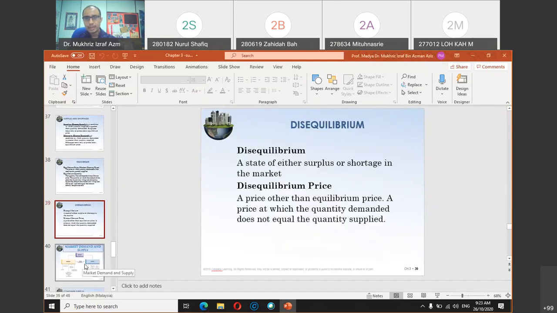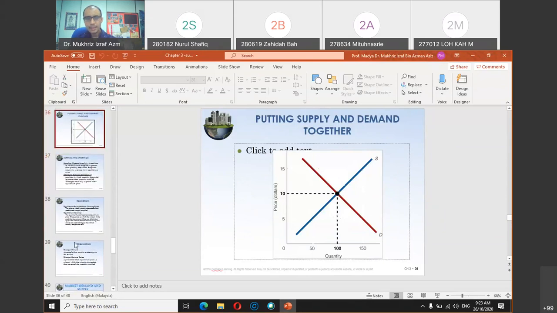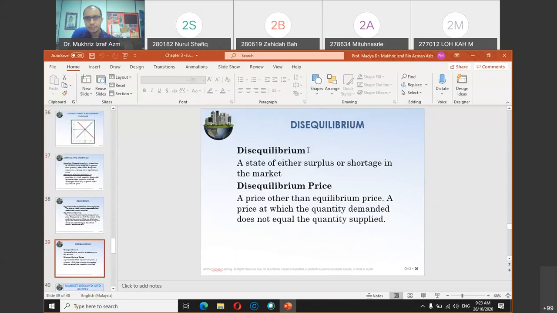Okay, so the word disequilibrium: if you're not on the intersection point, as this one, this is equilibrium. Any point not on the intersection point is what we call disequilibrium. If we're talking about the area above or the area below the curve, that is what we call disequilibrium. Meaning you have surplus or shortages, surplus in supply or shortages in supply, or shortage in demand. So that is what we call disequilibrium in the market.